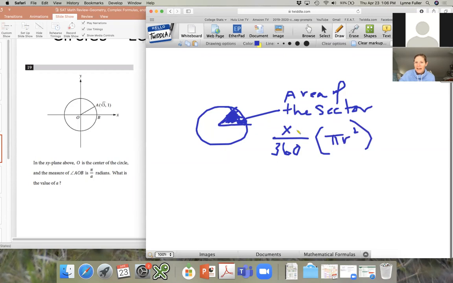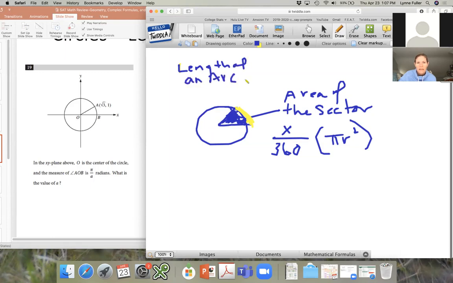Okay, so area of the sector is x over 360 times pi r squared. So what it's saying is that the degree that's given out of 360 times the area formula. And if we're talking about length of the arc, that's the piece of the crust of the pizza. That's a piece of the circumference. I'm just going to write it in a color we can read. This is what they call length of an arc.